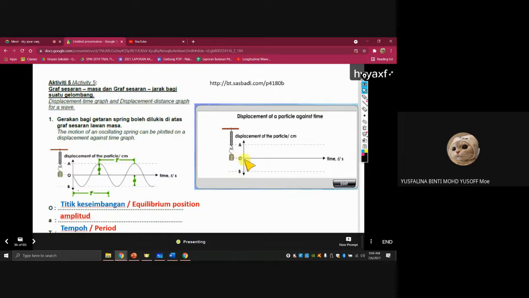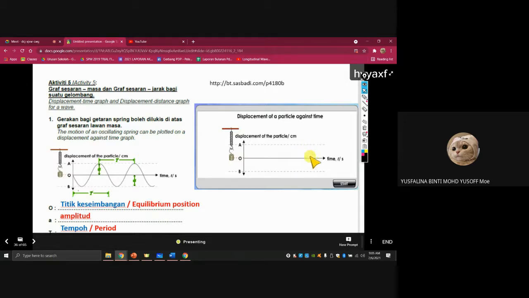So the graph should go down like this, because you drag the slotted weight to B. So it starts from the equilibrium position and goes to B. After that, it will go back to O, and go to A. Then it goes back to O, the equilibrium position, and goes back to B. Then it goes back to the equilibrium position again, and back again to A.